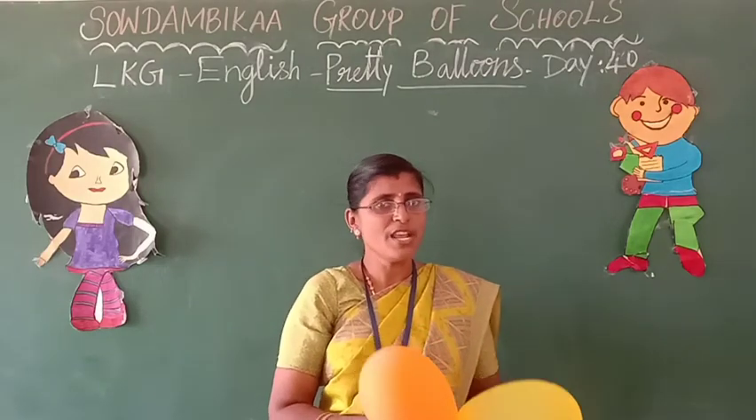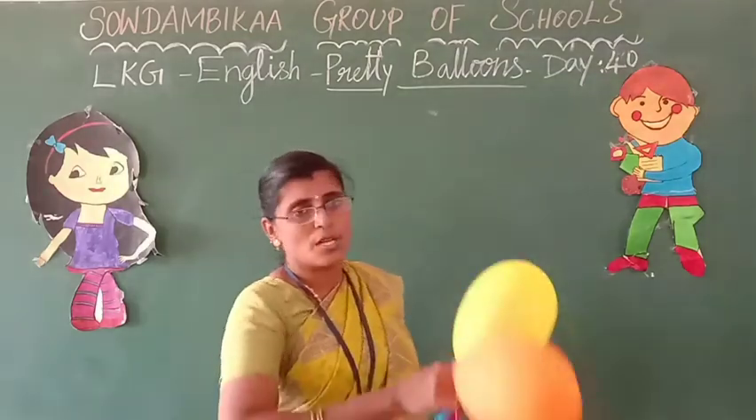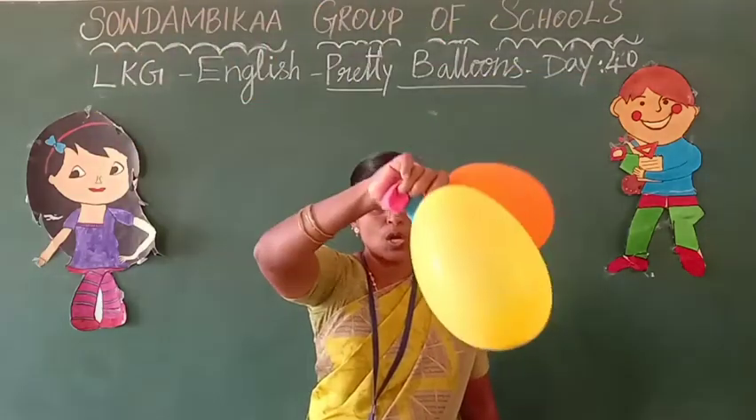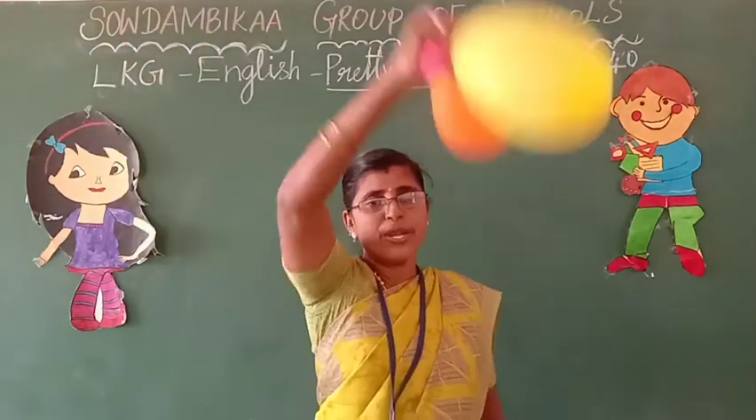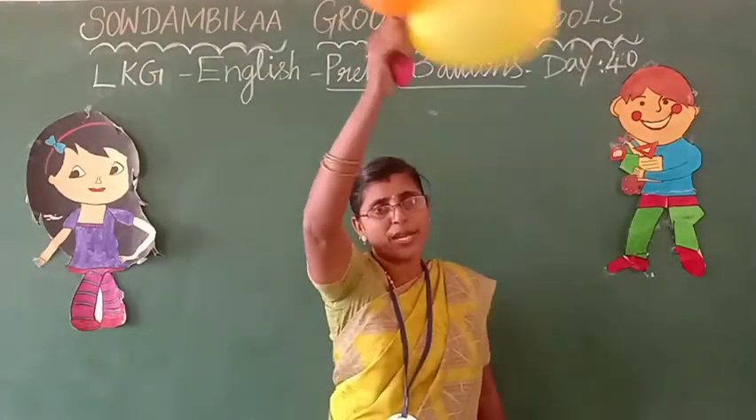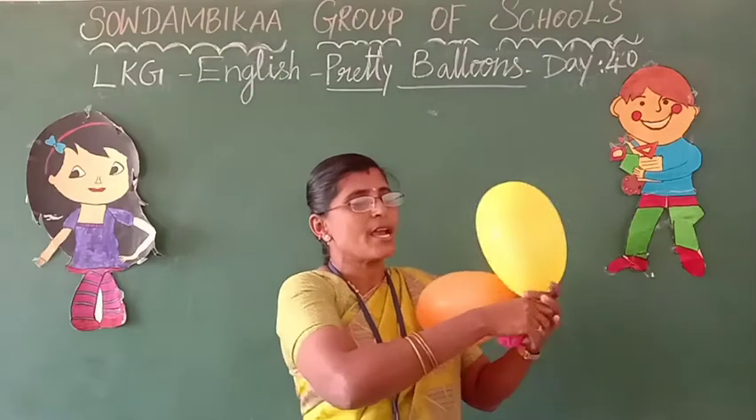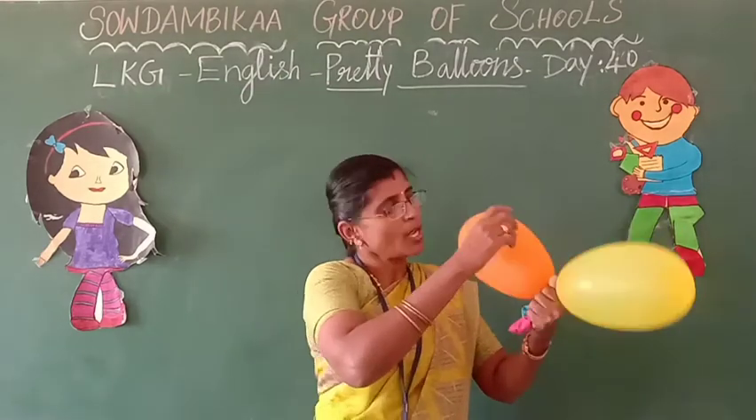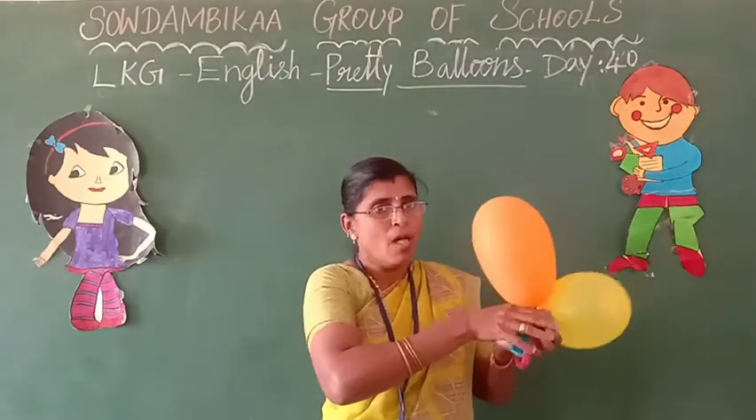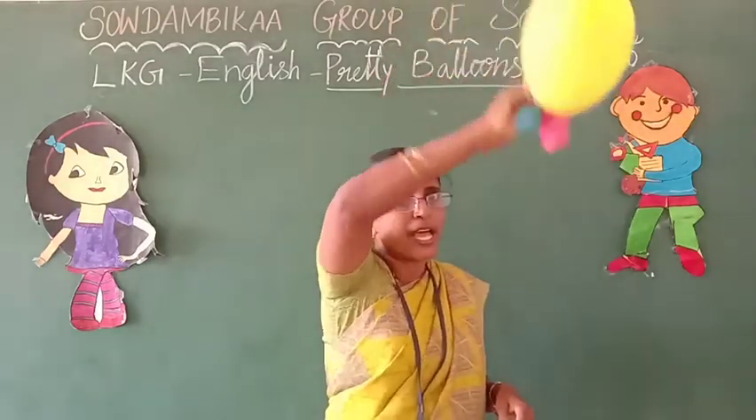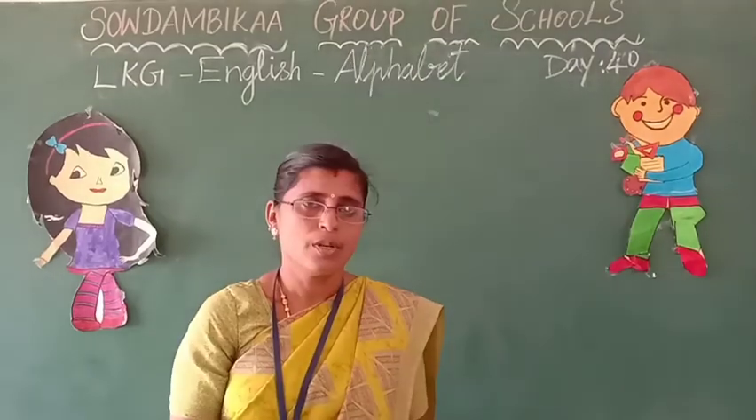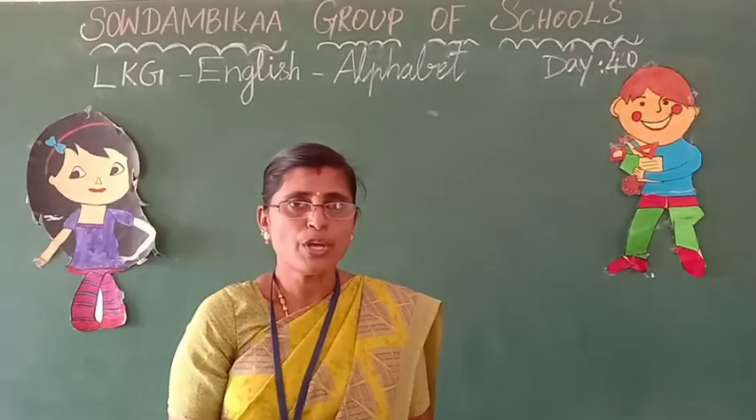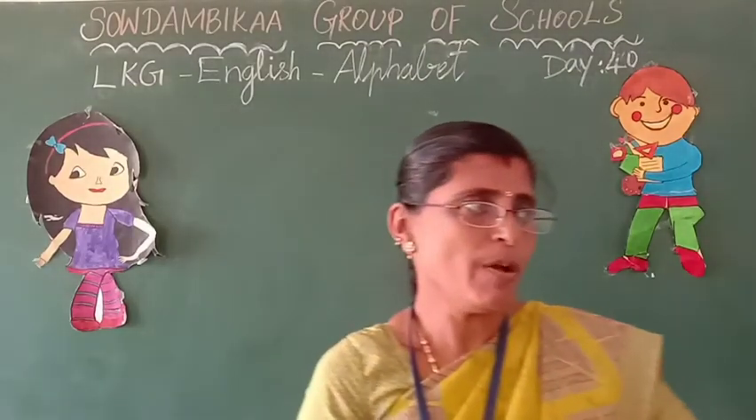Dear cookies, repeat one more time. Say the lovely Pretty Balloons. Look at the pretty balloons. Up in the air. I can count them. I am there. Dear cookies, now we are going to learn alphabet.